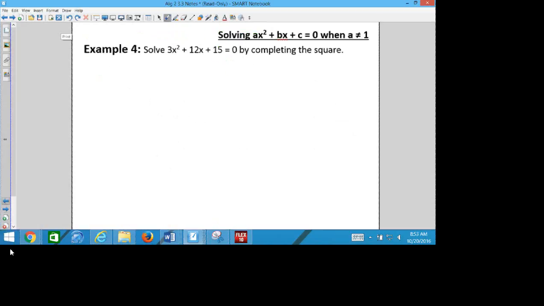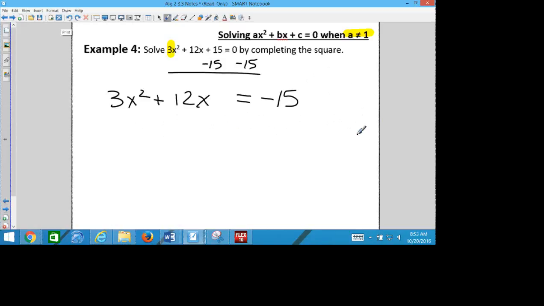Example 4, ready? Example 4, same kind of thing, we've got one extra step. This one has an extra step because the a value is not 1. This a value right here is not 1. So you're going to have extra steps for this kind. We're going to start out the same way. We're going to move the 15 over. We're going to move that constant, that c value, to the other side. So remove the constant.